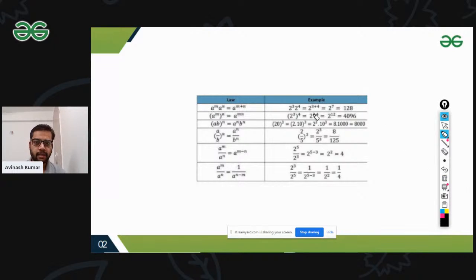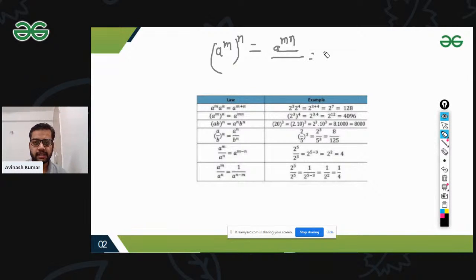Now next, if a to the power m, to the power n, it's like a to the power m again to the power n. Then in that case, these powers will be multiplied with each other. So a to the power mn. We can also write it like that.